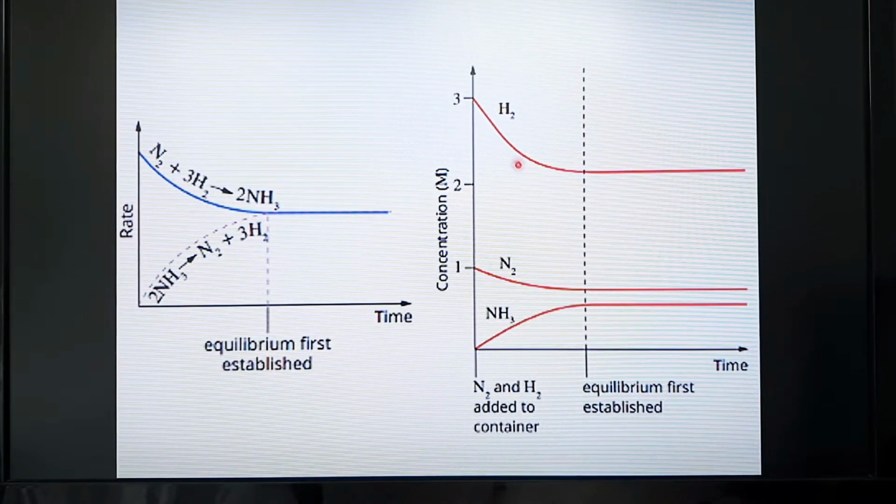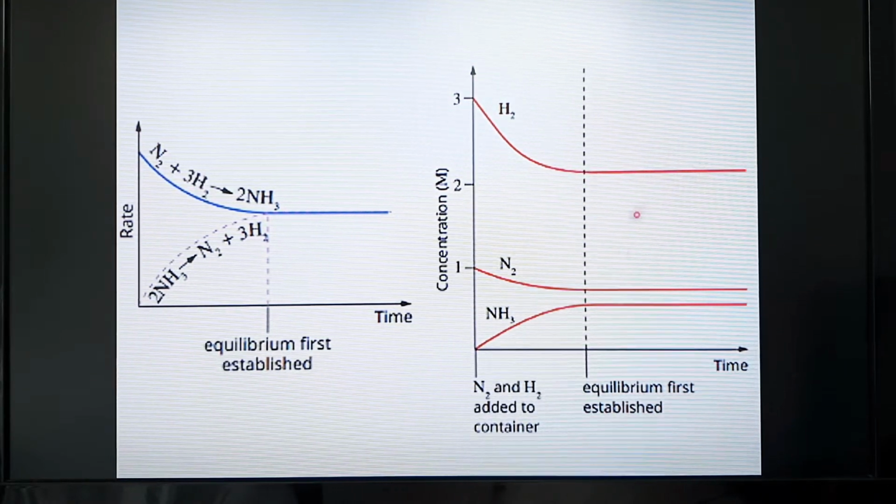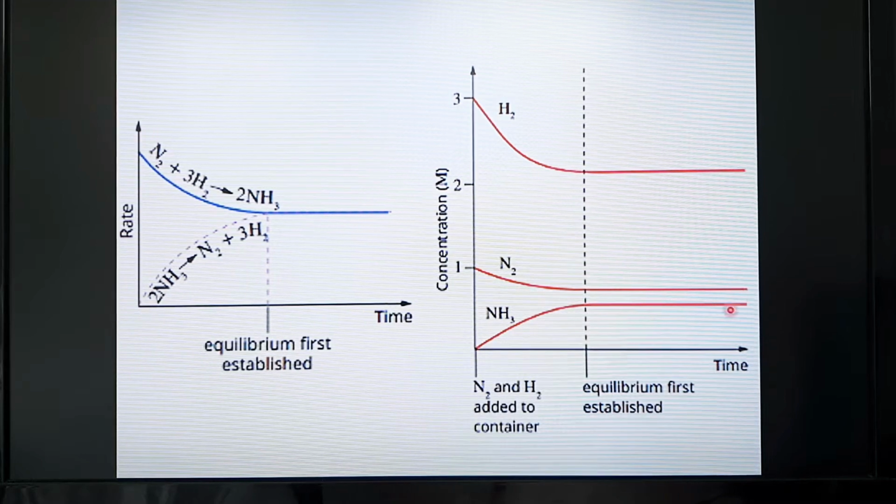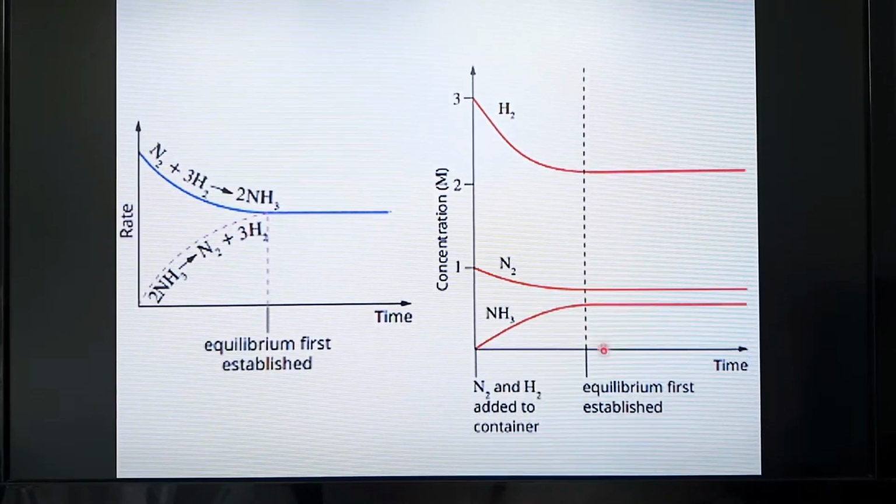And this will continue, but it will get to the point where the concentration of hydrogen remains constant, and so does nitrogen, and we see no more additional ammonia being formed. So this point here, where all three lines plateau, is the indication of when equilibrium is established at this time point here.